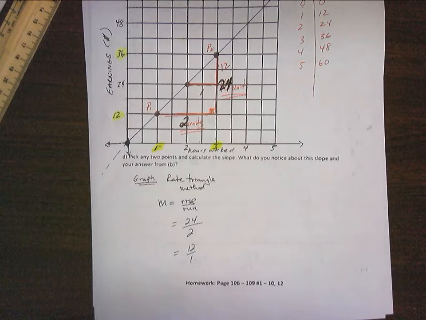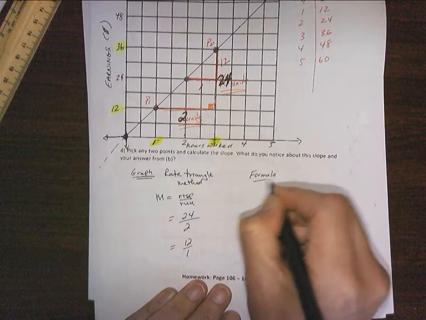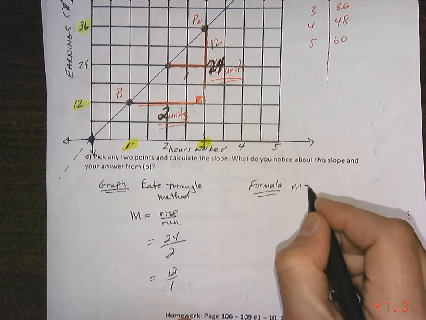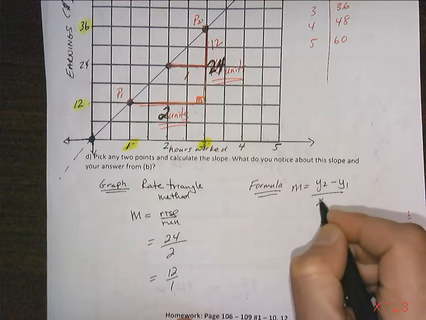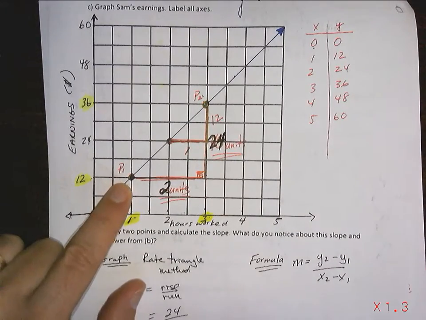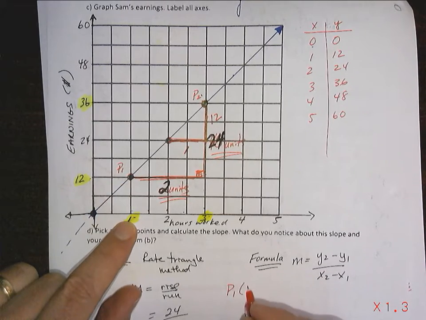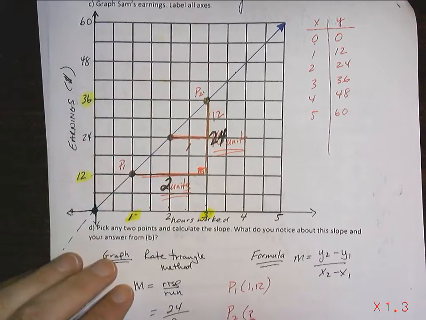Now, what if we use the formula? The formula was the change in y over the change in x, so it's y2 minus y1 over x2 minus x1. What did I choose to be P1? P1 I chose to be 1, 12. What did I choose to be P2? I chose 3, 36.